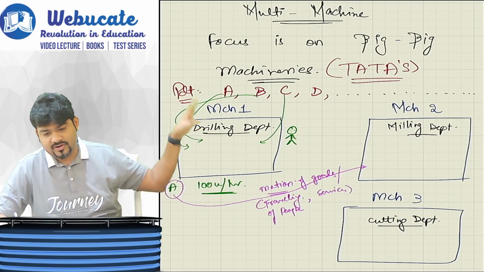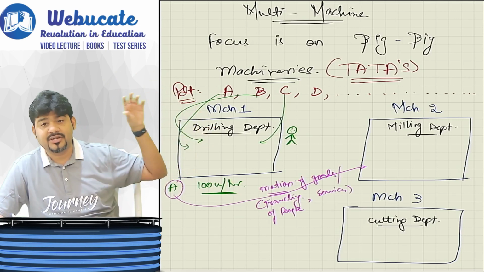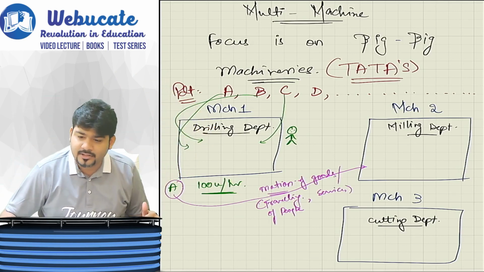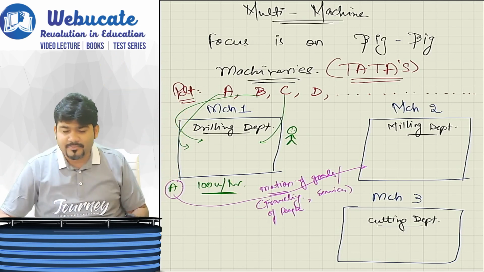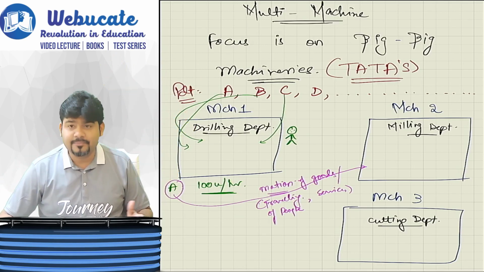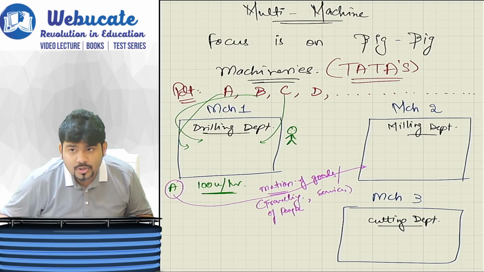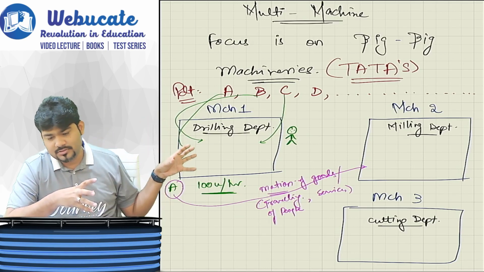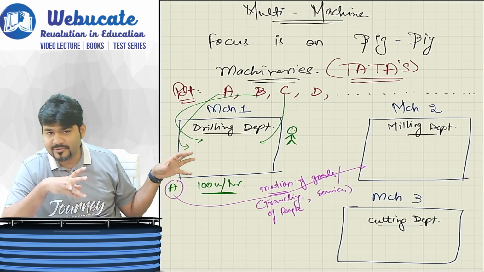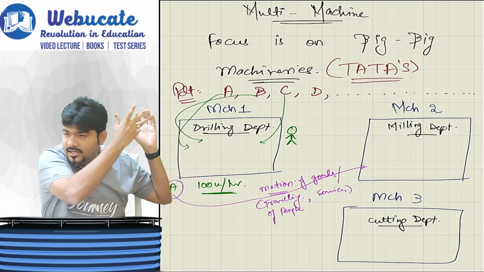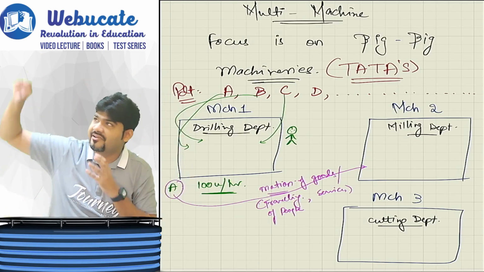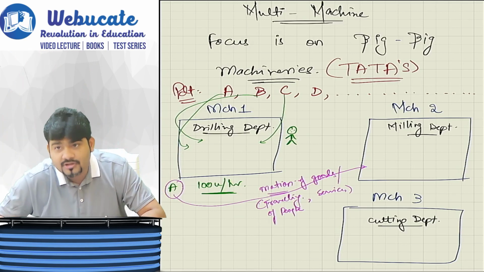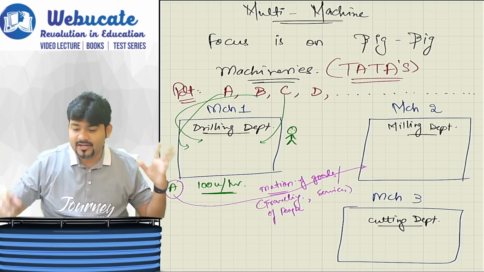Why? Because one department, because it has big machinery, was different from the other department. Say, for example, the drilling department is on the ground floor, the milling department may be on the first floor, and the cutting department on the second floor. Now these 100 units of A have been produced. Chalo, now starts the motion of goods, of people, of inventory. Then we will go to the first floor, where the milling work will happen.